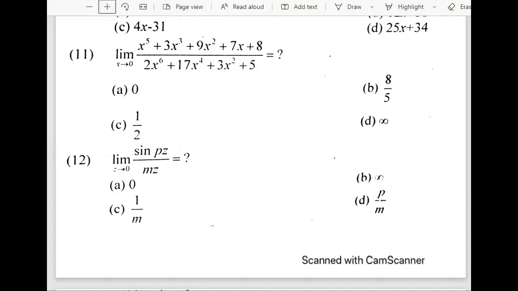Assalamu alaikum everyone. Okay, so in this video we are going to solve some NUST entry test past paper sample questions which are related to the topic functions and limits. So let's get started.